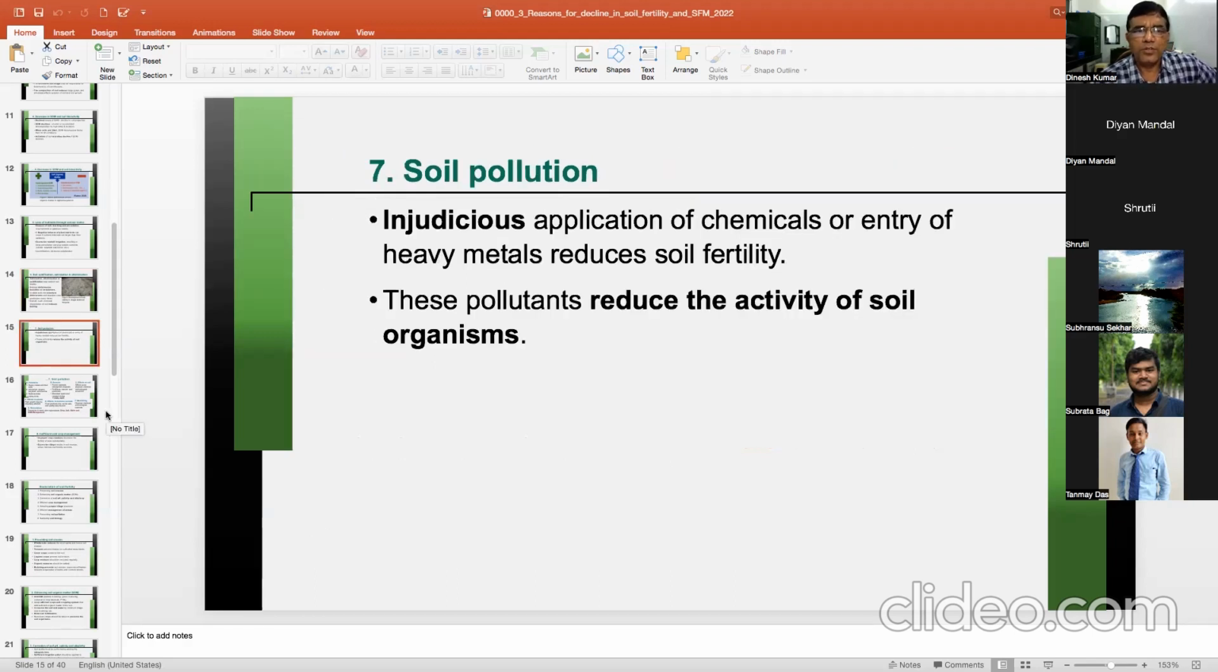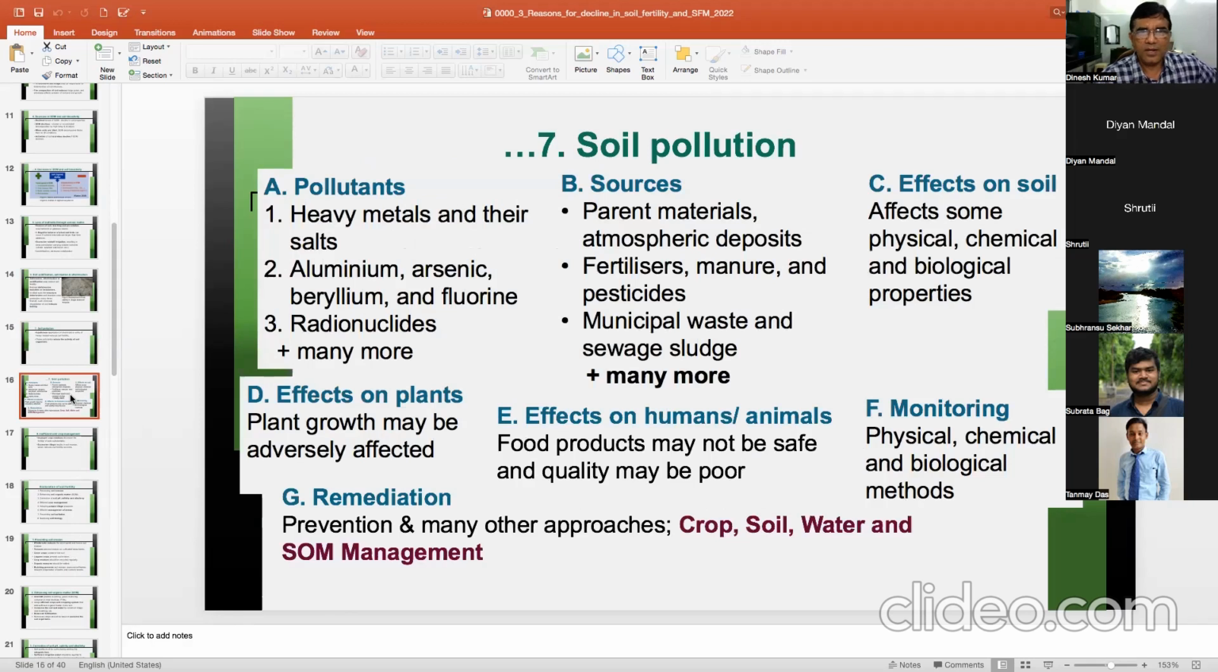Pollution. Injudicious application of chemicals or entry of heavy metals reduces soil fertility. Overall, these chemicals or pollution will result in reduced fertility, also by reducing the activity of soil organisms. This is how it can happen. I have already discussed this table with Subhranshu, and others can also see it.